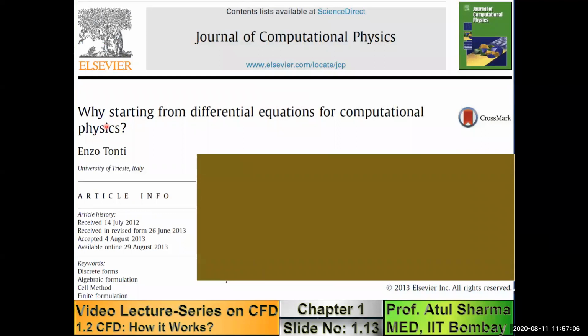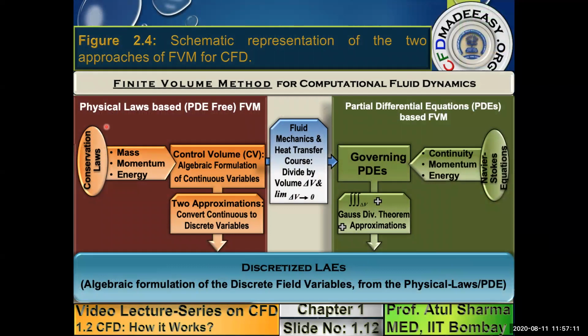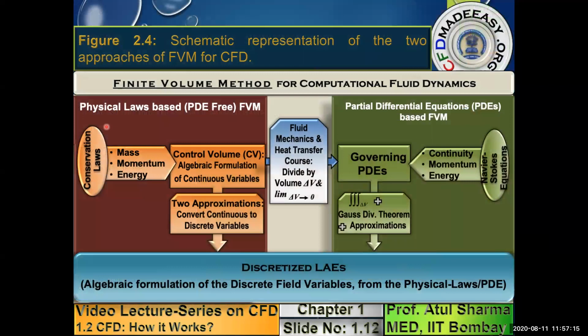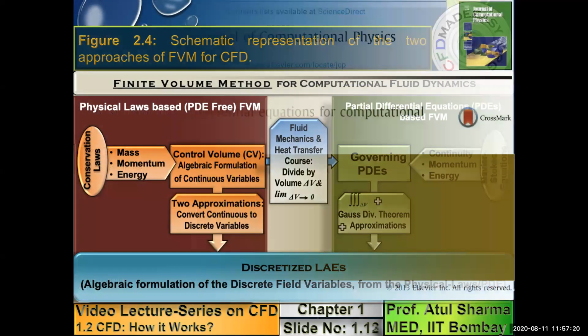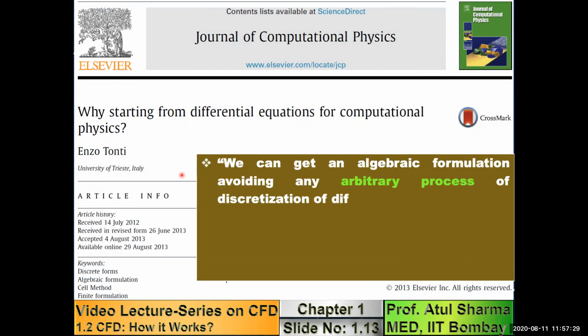As I said in my previous slide, these are the two approaches, and this paper questions the approach of starting with the partial differential equations to derive the linear algebraic equations. In the abstract of this paper, it is mentioned that we can get an algebraic formulation avoiding any arbitrary process of discretization of differential equations. So they have called this discretization procedure an arbitrary procedure.